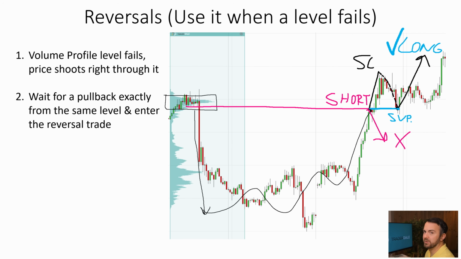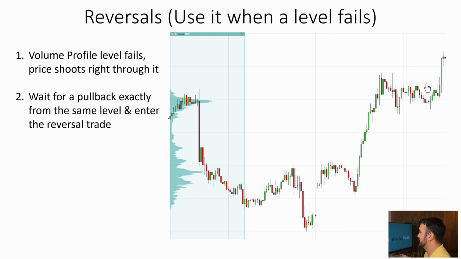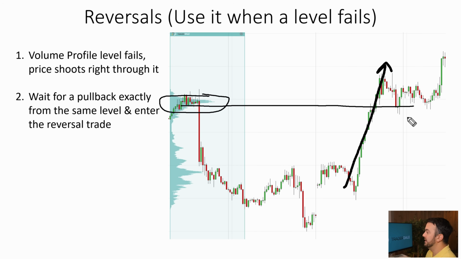You know, those volume profile levels are very, very strong levels, and it very rarely happens that the market just shoots past them with no reaction at all. When this happens, the market is giving you a signal that, in this case, buyers are way stronger than sellers, and they are so strong that they simply ignored this super strong level.